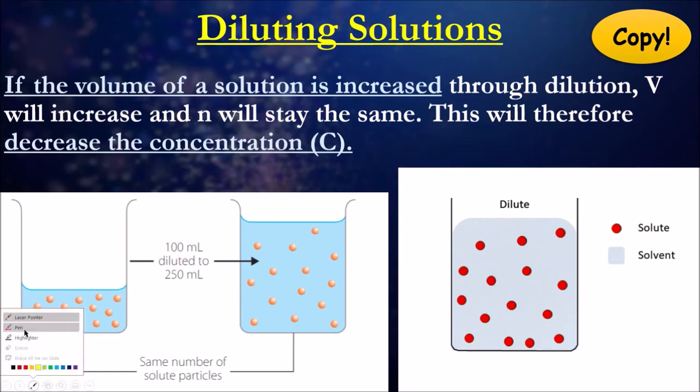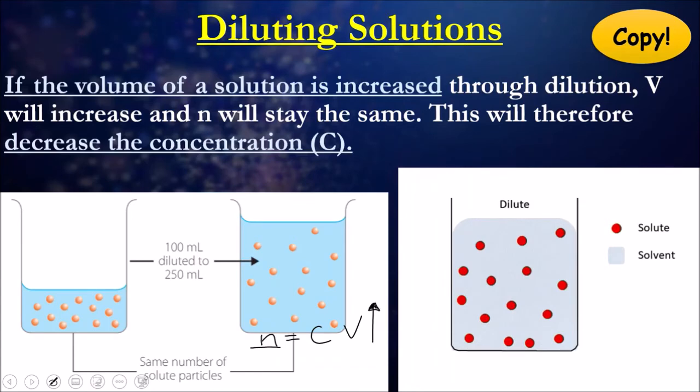For those who are interested in understanding their maths formulas, the formula we have here is N equals C times V. So if N stays the same, it doesn't change, and V has been increased, then the only way mathematically N can stay the same is if C decreases, or concentration decreases.